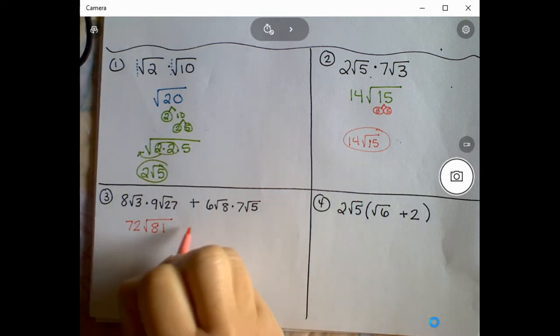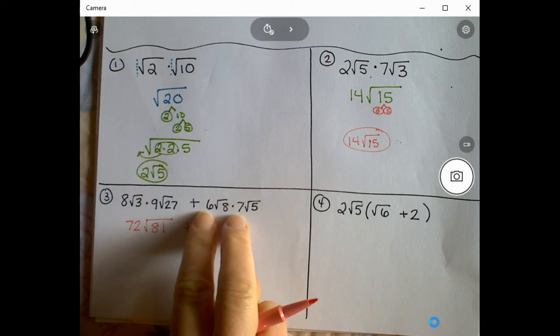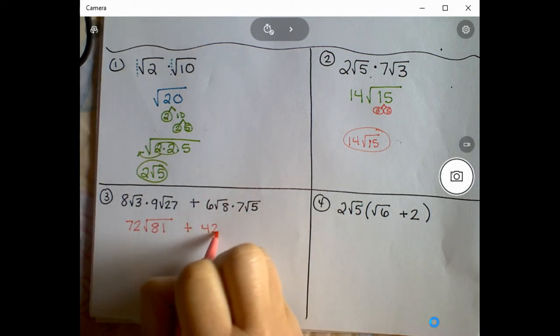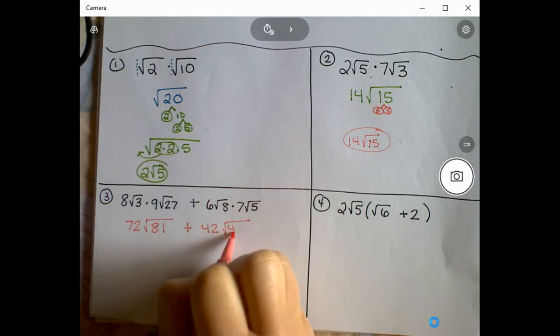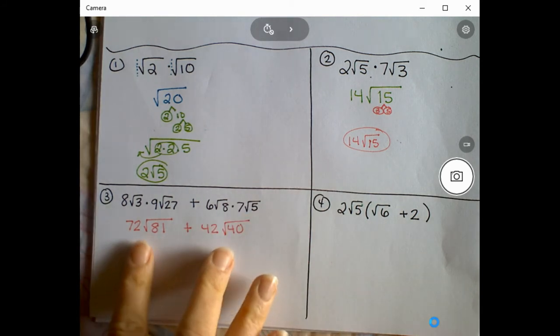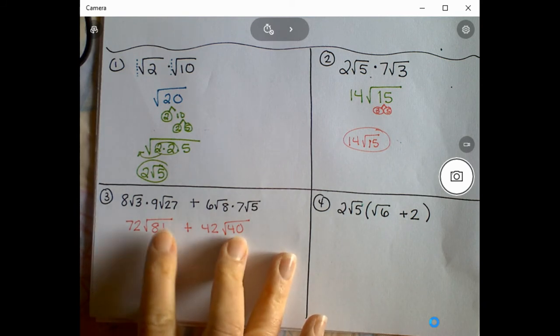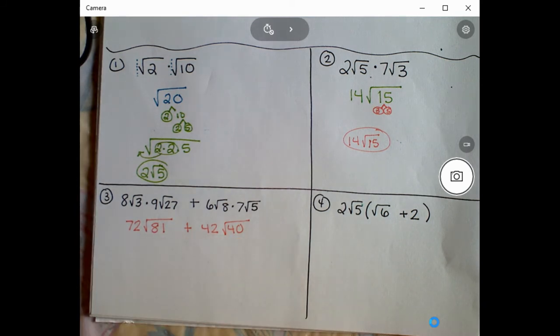All right, plus, now we're going to look at this part. 6 times 7 is 42. Root 40, 8 times 5. All right, so at this moment, these two expressions cannot be combined because their numbers in the radical are different. But we still have a step to do. We still need to simplify.